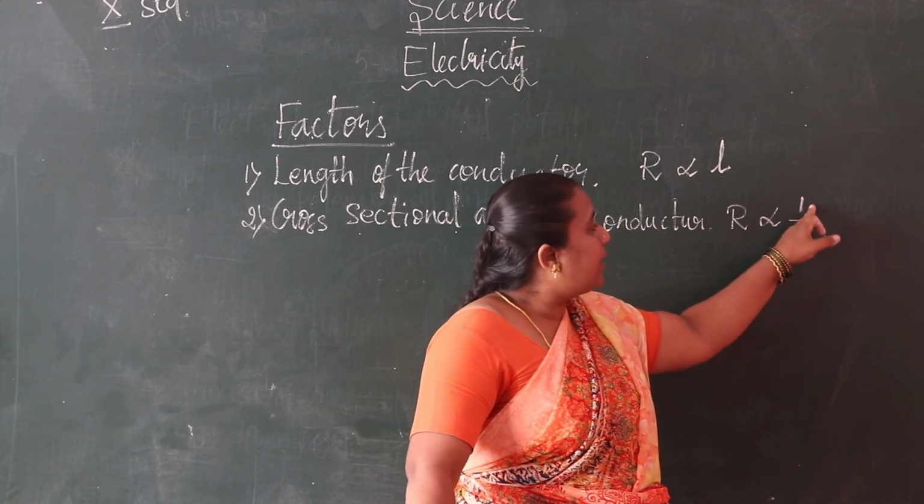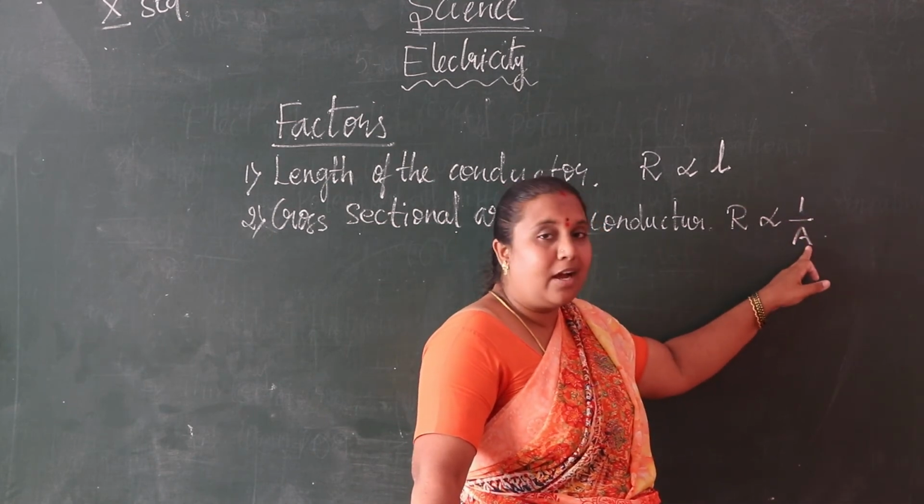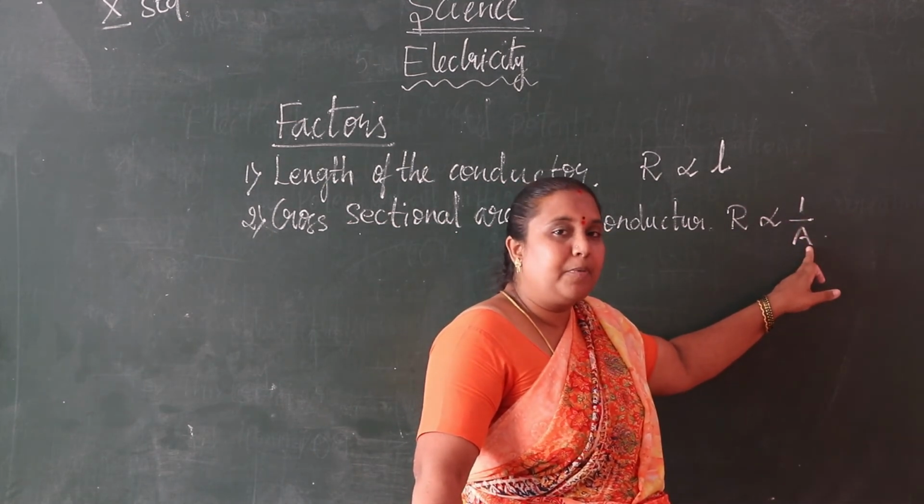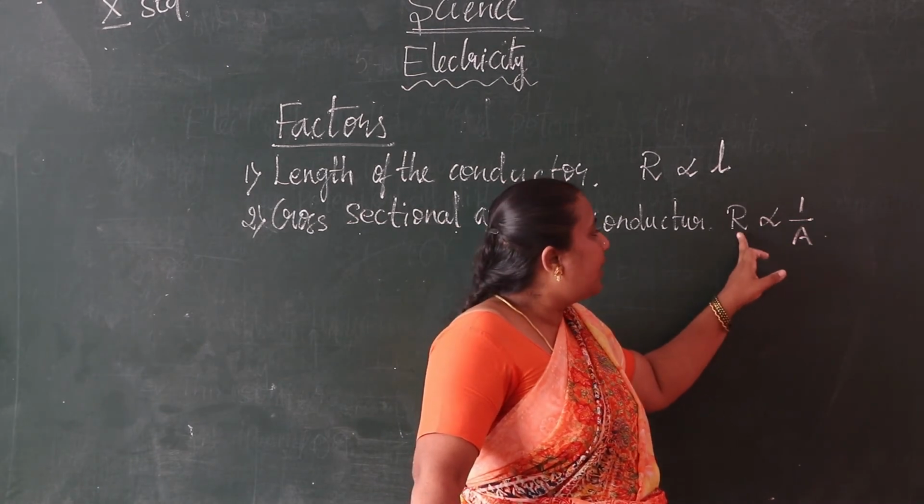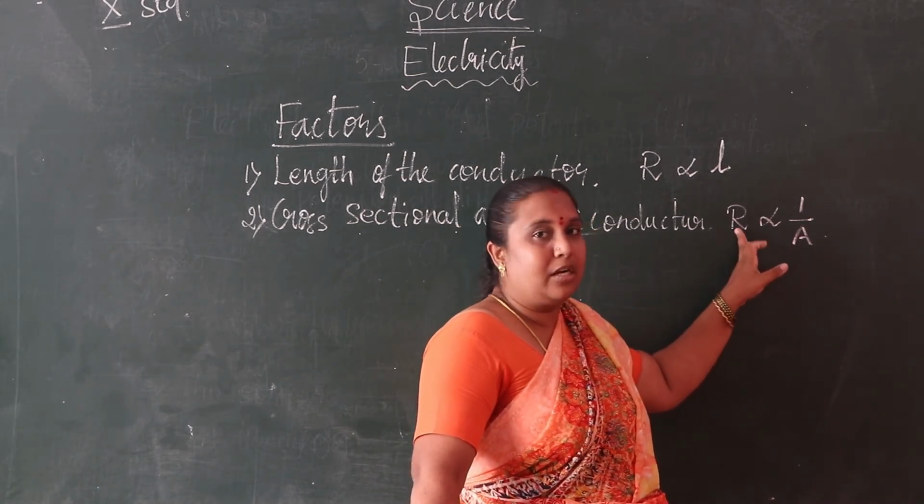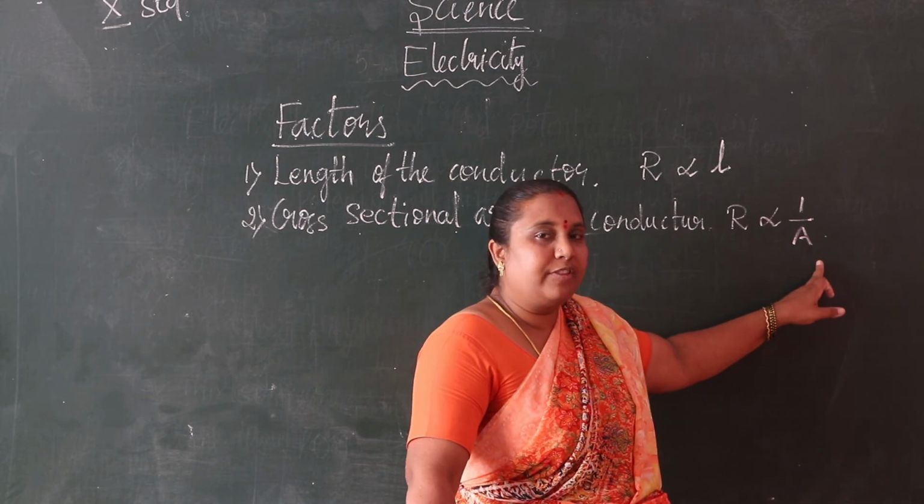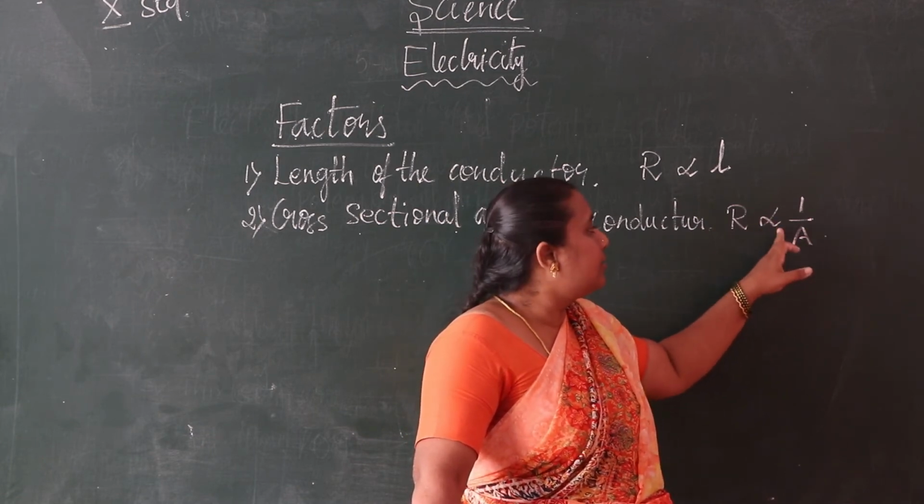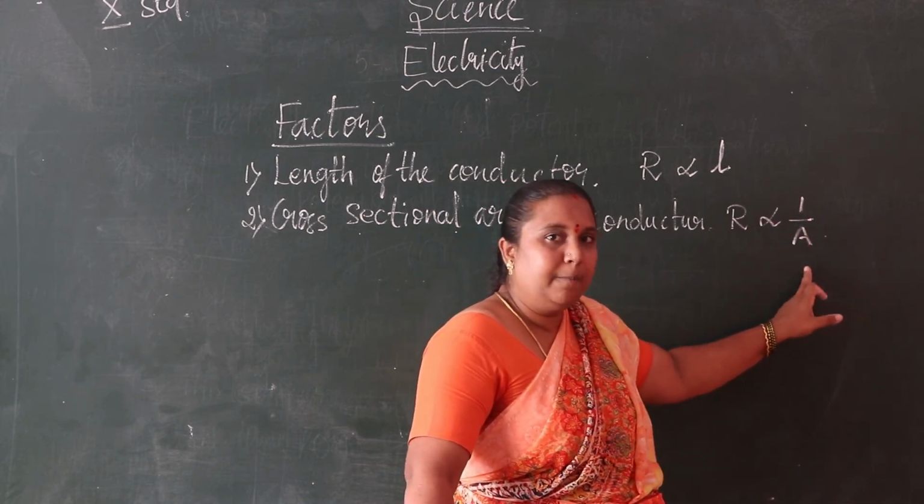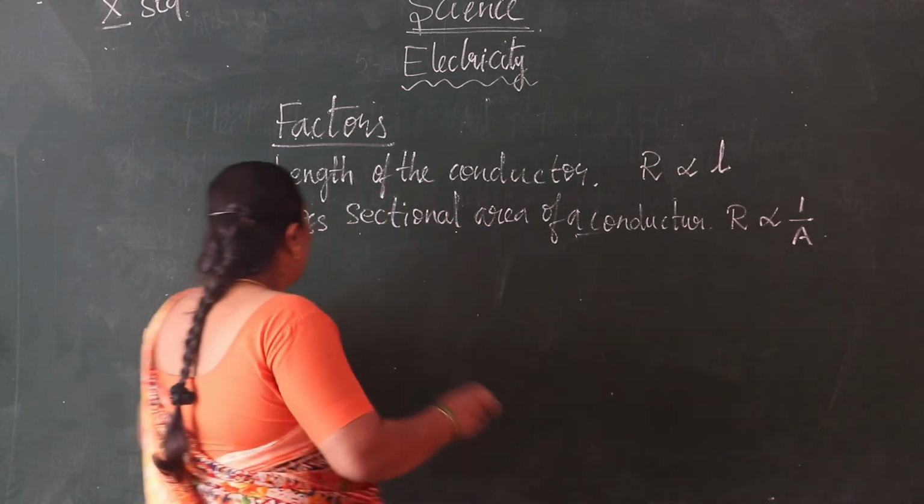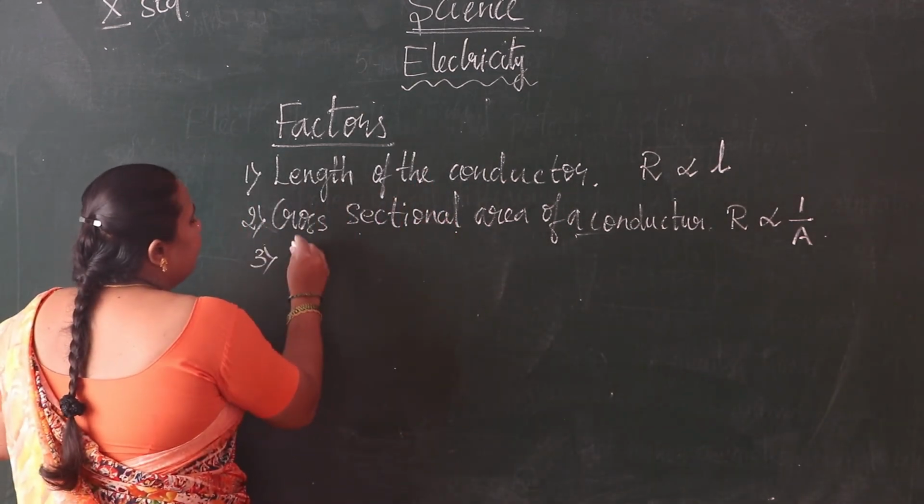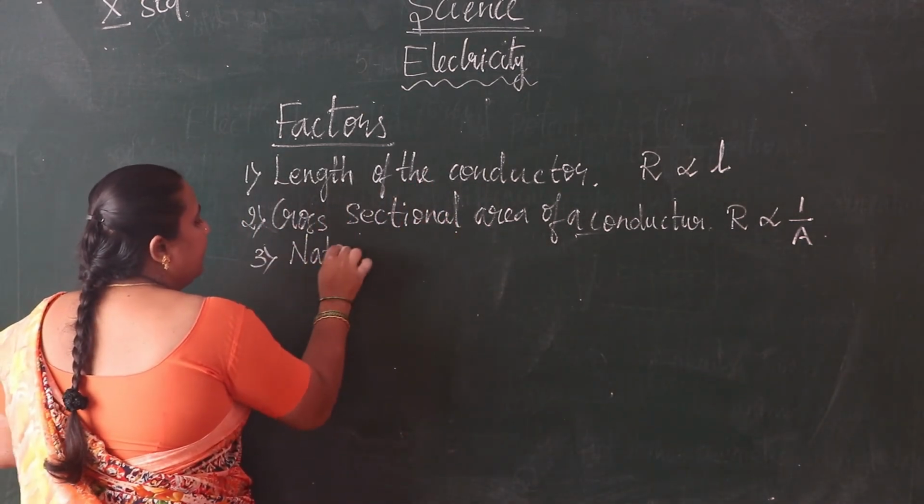So 1 by A is directly proportional to R. Area of cross section is inversely proportional to R. So now we can say R is inversely proportional to area of cross section of the conductor. So R is proportional to 1 by A. Then we move on to the third factor, that is nature of the material.